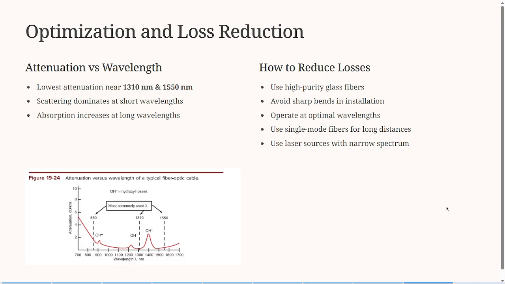To reduce fiber loss, several techniques are used. Use high quality and high purity glass materials to minimize absorption. Avoid sharp bends during installation. Choose the optimal wavelength windows. Use single mode fibers for long distance. Use laser sources with narrow spectral width to reduce chromatic dispersion. By following these methods, we can keep signal quality high even for long distances.